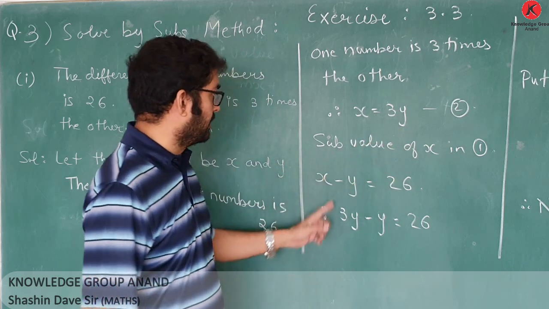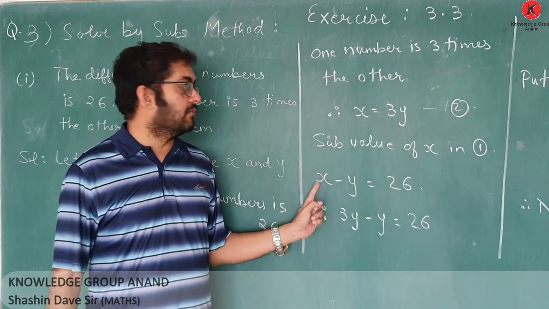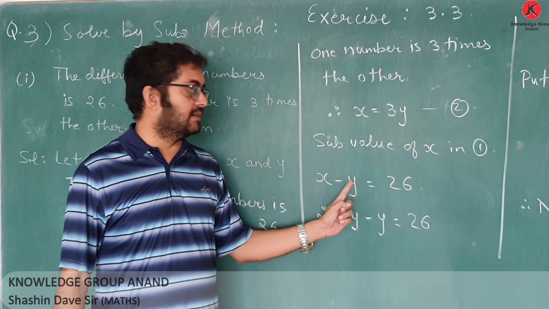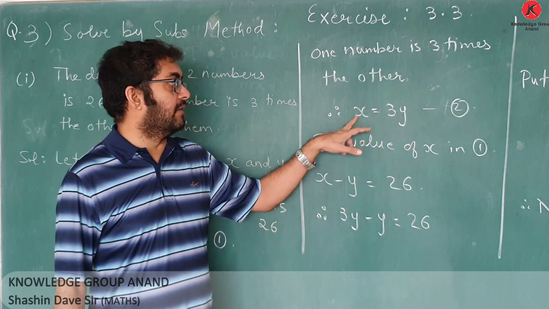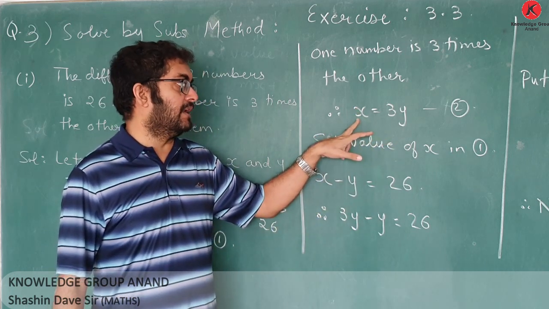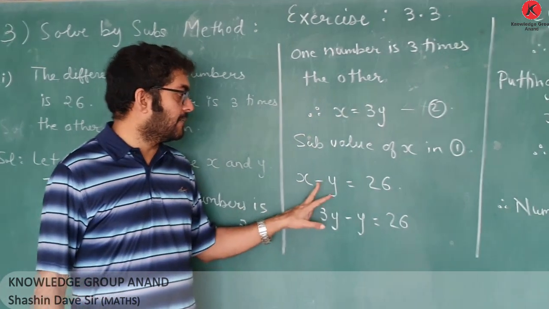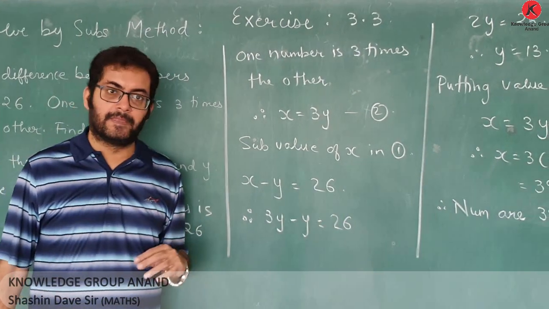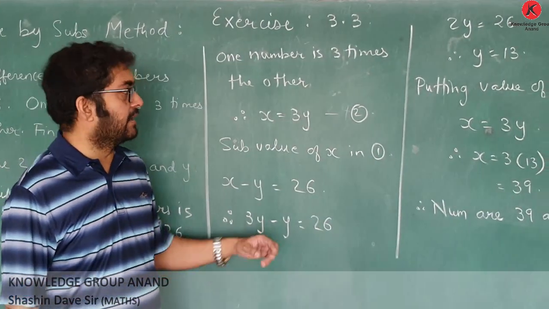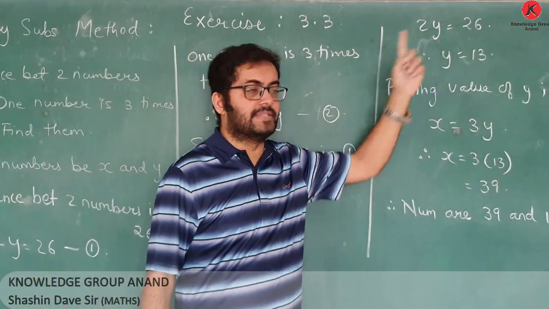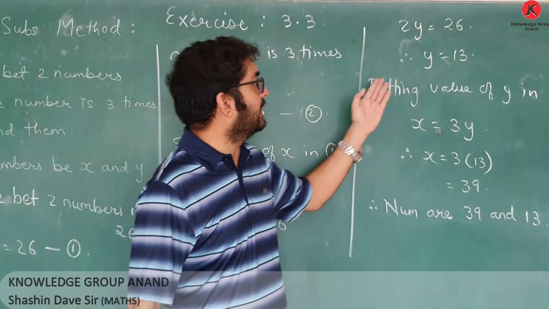What was our equation number 1? Our equation number 1 was x minus y is equal to 26. But the value of x is 3y, so I will substitute this value. Instead of x, I will write 3y minus y is equal to 26. So 3y minus y, that is 2y, is equal to 26. So the value of y is 13.